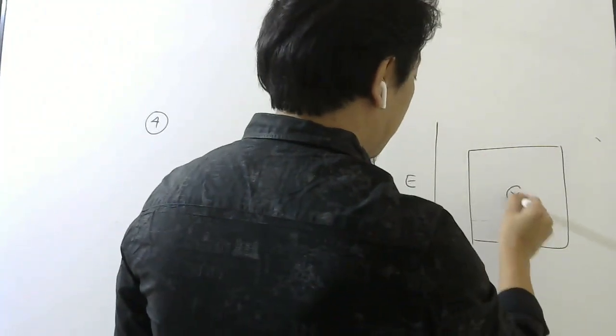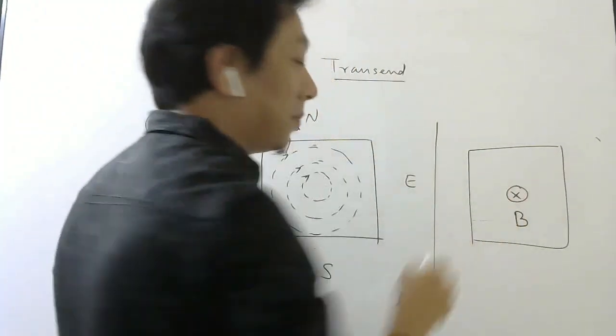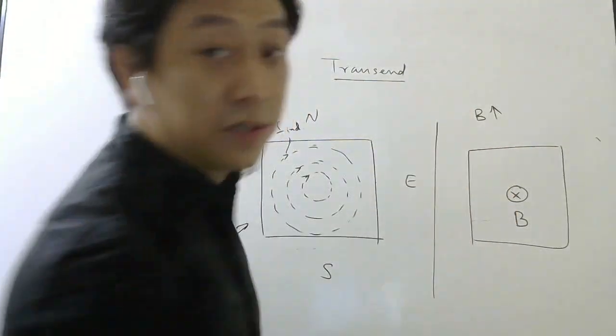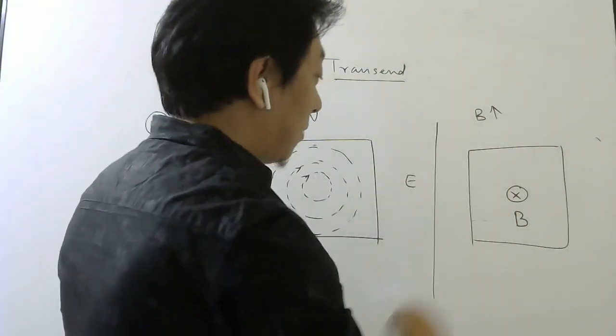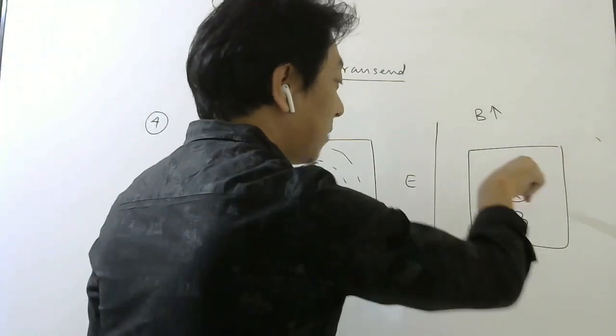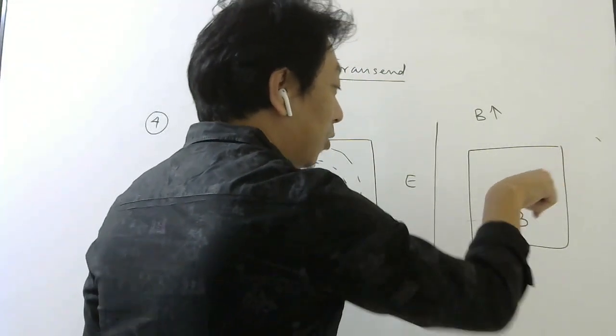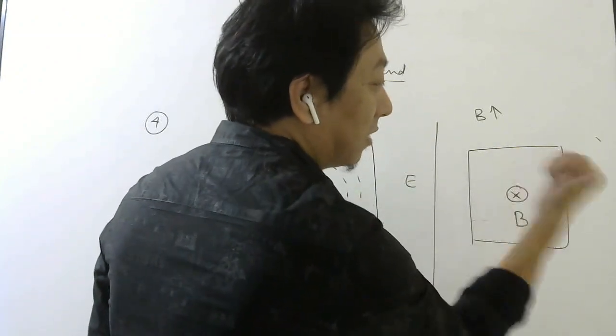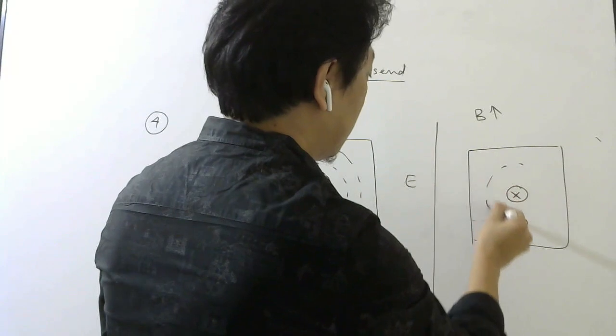So I will assume the magnetic field is applied into the paper. Now in the question they told that the magnetic field is increasing from 0 to maximum. So if this magnetic field is increasing, to oppose this, the induced current should produce this magnetic field. So the induced current should flow this way.